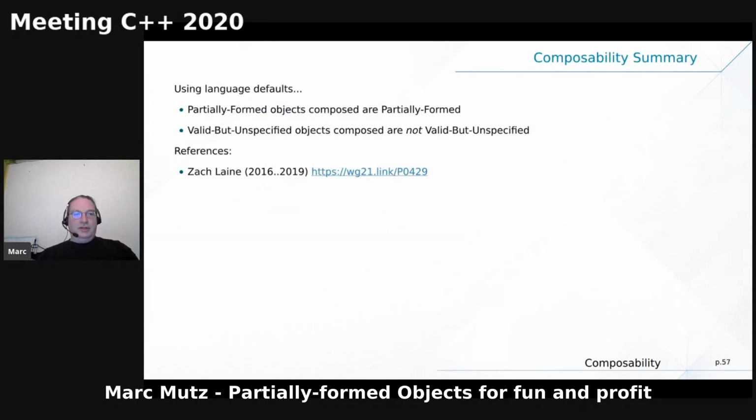Composability summary. Using the language defaults, partially formed objects composed are partially formed, but valid but unspecified objects composed are not valid but unspecified. And that's the reference to the flat map example.